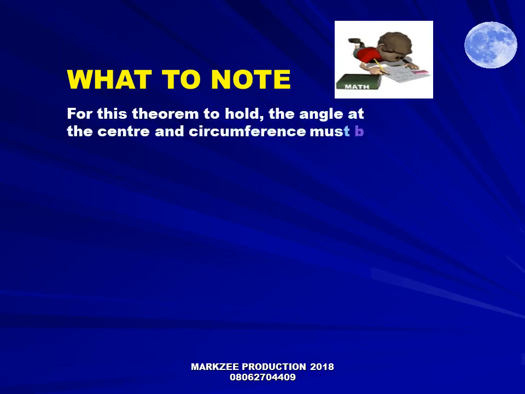Now what you must note about this theorem is that for this theorem to hold, one arc must subtend an angle at center, and the same arc must subtend another angle at the circumference. So there must be a reference to the center of the circle before this theorem can hold. Okay.